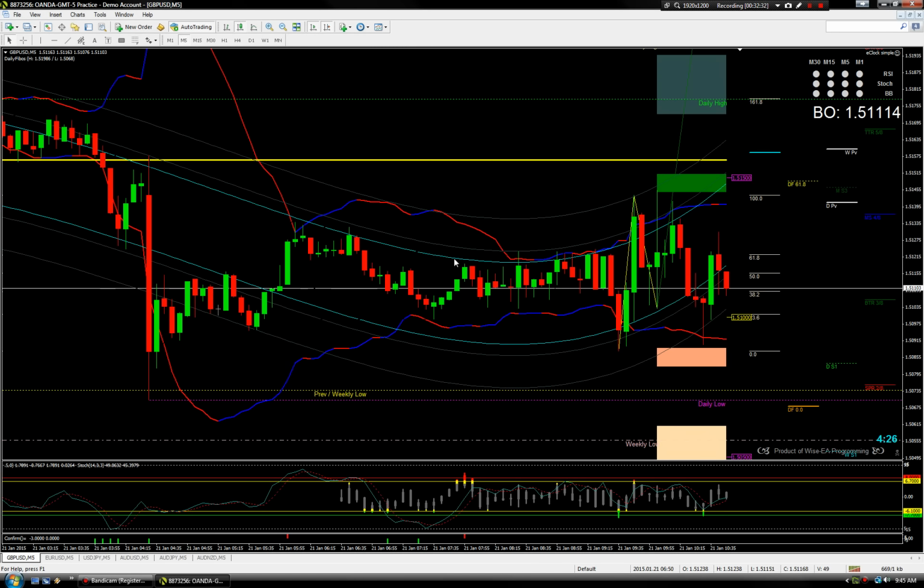Same thing as TA 2.0. We're not redesigning the wheel here. We just made the wheel prettier. Use your confluence zones. If you have questions about them, hit me up. And hopefully now you can get everything fit onto your chart.